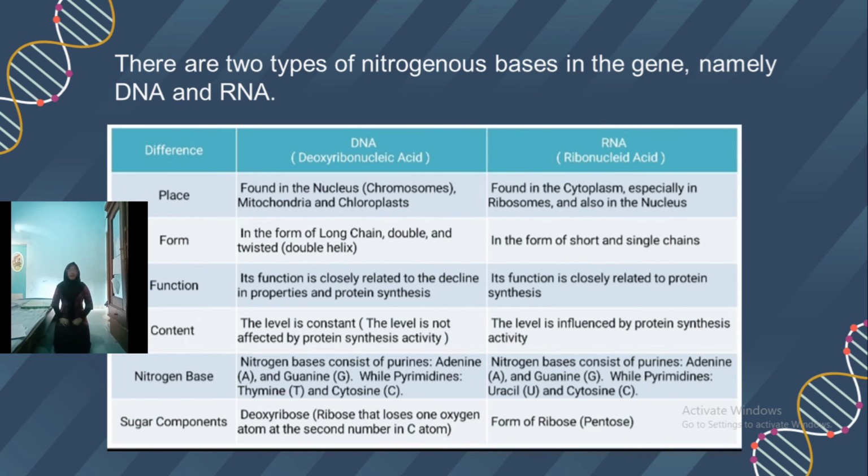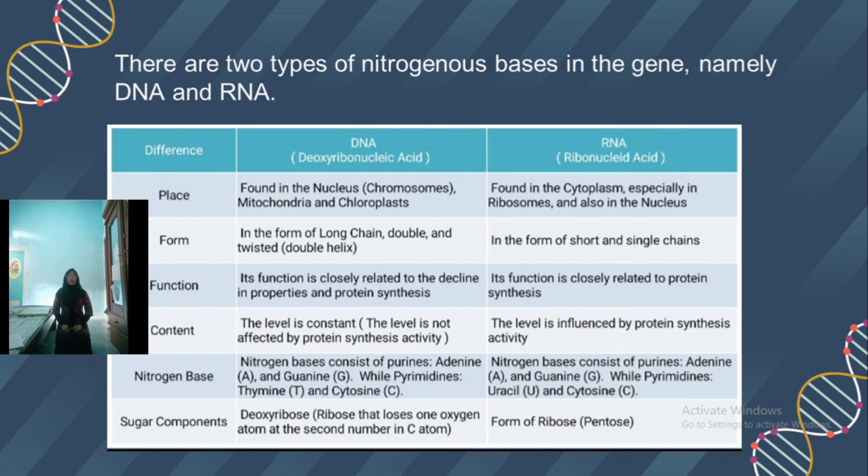Then nitrogen base. DNA's nitrogen bases consist of purines, adenine and guanine, while pyrimidines are thymine and cytosine. And RNA's nitrogen bases consist of purines, adenine and guanine, while pyrimidines are uracil and cytosine.